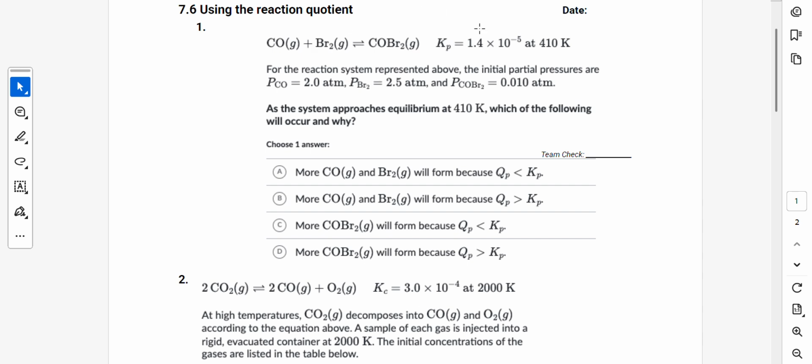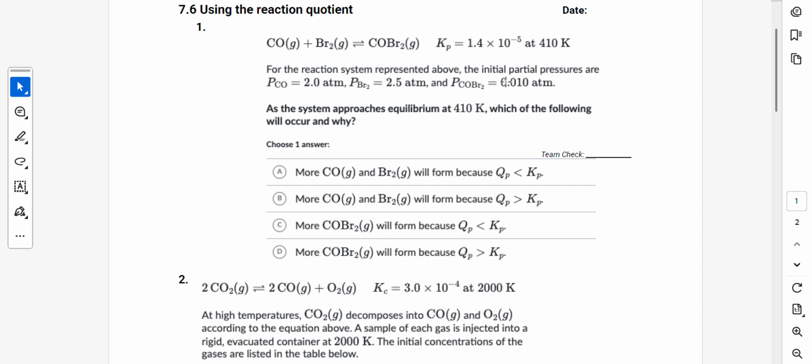In 7.6, we've got this carbon monoxide and bromine gas becoming this carbon oxide bromine combination. They gave us this K value of 1.4 times 10 to the negative fifth, relatively small. I would guess that if it's that small, it's going to probably shift towards the reactants. But we can't assume that right now because we need to calculate a Q.